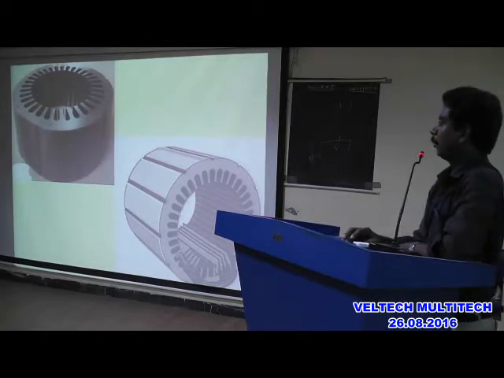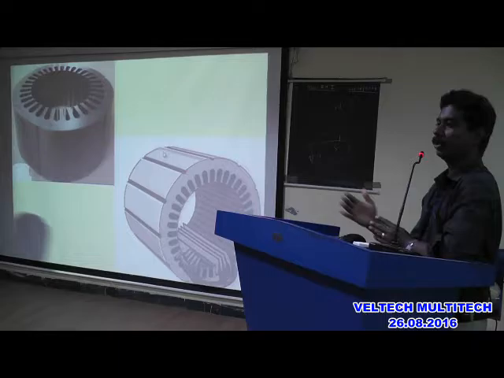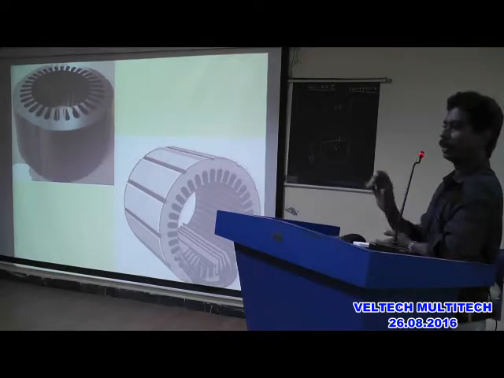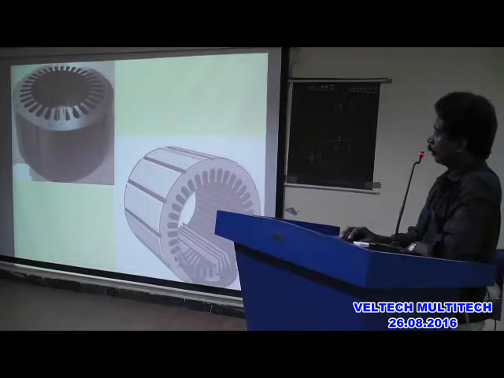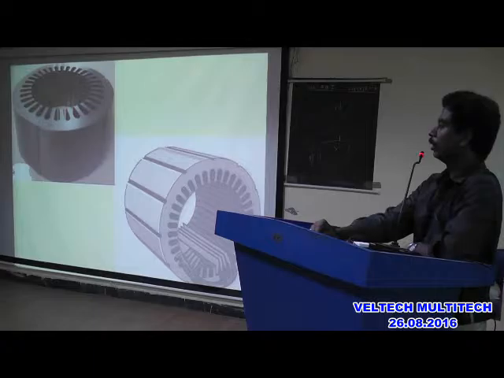Number of stampings are arranged. This length is called core length. This is one of the design data. According to the core length, we have to arrange all the stampings, then press them under a hydraulic press. Finally, it looks like solid metal, but this is not solid metal. It is made up of a number of stampings.